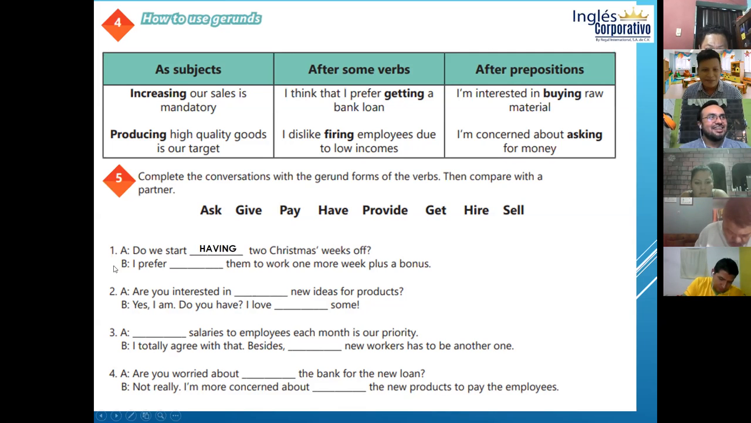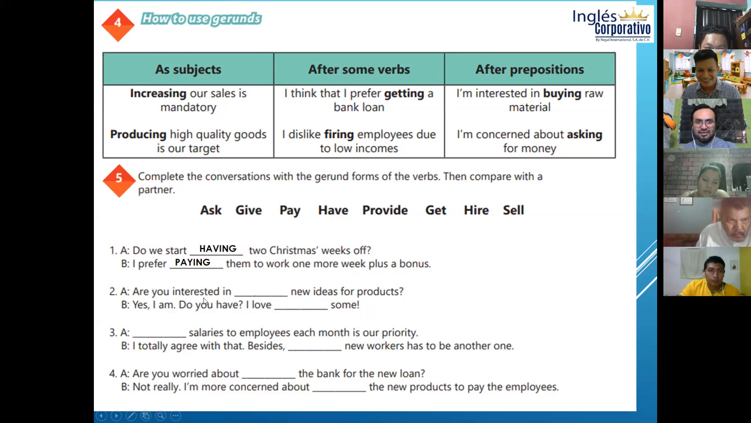What about the answer? I prefer paying. Paying them to work one more week plus a bonus. Plus a bonus. Esta palabra es, no sé, es muy hermosa. Plus bonus, right? Cuando la escuchamos, nosotros nos sentimos, you know, fall in love, enamorados. Okay, paying, really good. The second one.